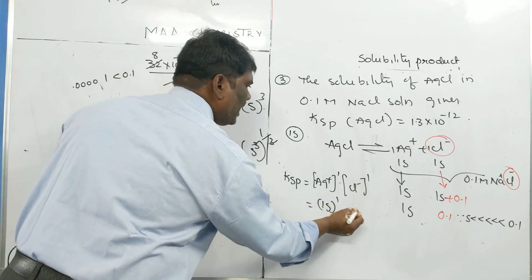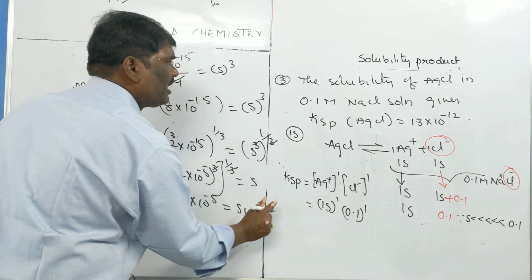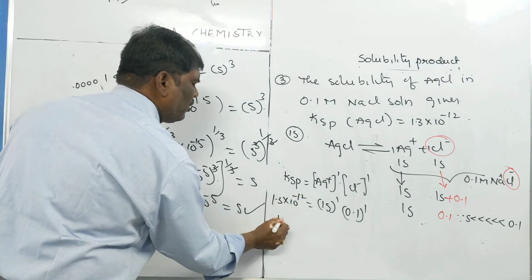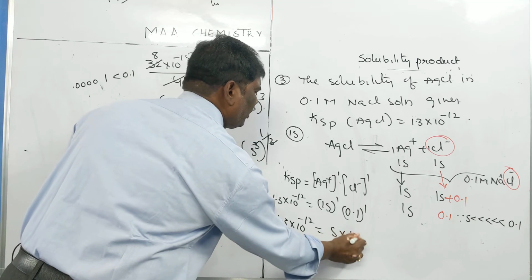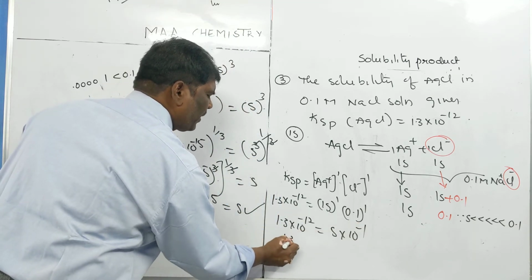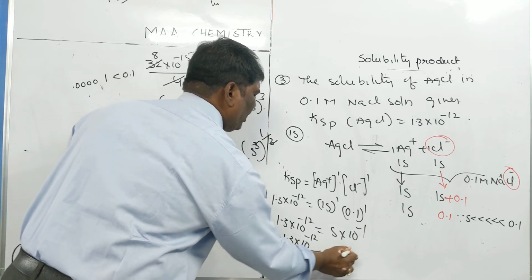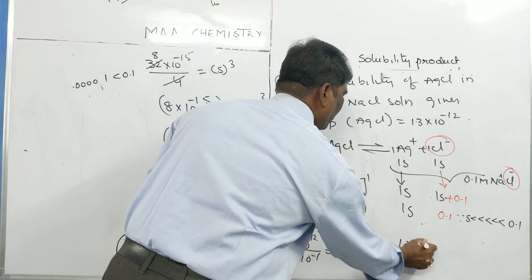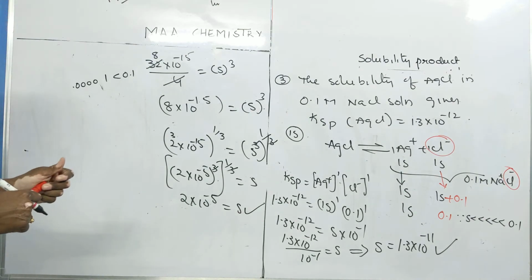1s whole power 1 and 0.1 whole power 1. This is nothing but given how much? 1.3 into 10 power minus 12. 1.3 into 10 power minus 12 equal to s into 10 power minus 1. On simplification, we get 1.3 into 10 power minus 12 by 10 power minus 1 equal to s, which is nothing but s equal to 1.3 into 10 power minus 11. Thus the problem is calculated.